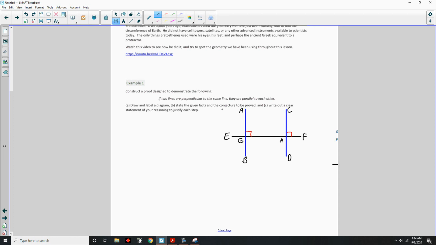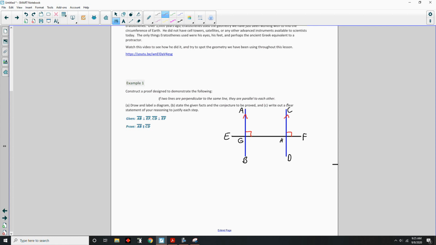B, state the given facts and the conjecture to be proved. Okay, so I have that right here. We are given segment AB is perpendicular to segment EF, and we're given CD is perpendicular to EF, and we're trying to prove that AB is parallel to CD. A parallel symbol looks like so. Put a little arrow on both segments. So that's what we're trying to prove.